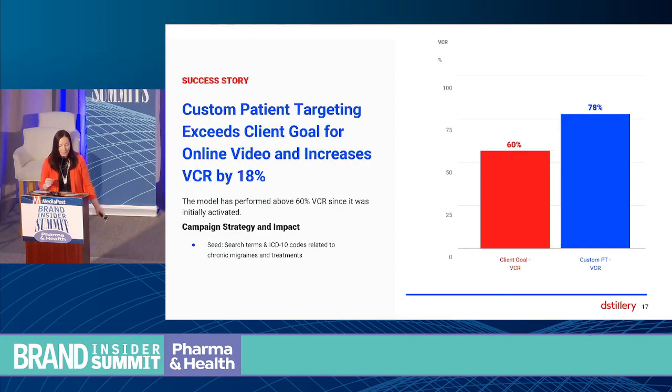Another example, switching gears to online video. In this case, we drove an efficient online video completion rate, beating their goal by 18%. Their goal was 60%. And this client was a chronic migraine treatment client. Again, all of these clients were leveraging a combination of those search keywords and ICD-10 codes.